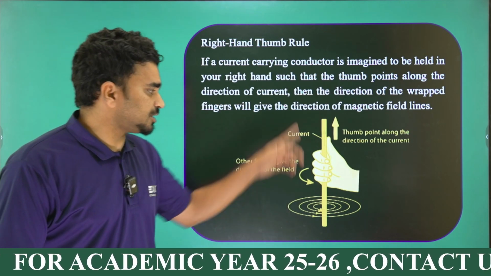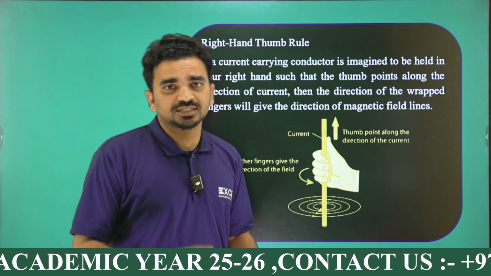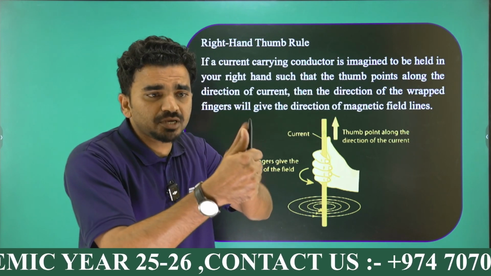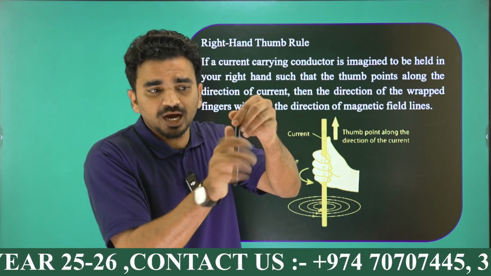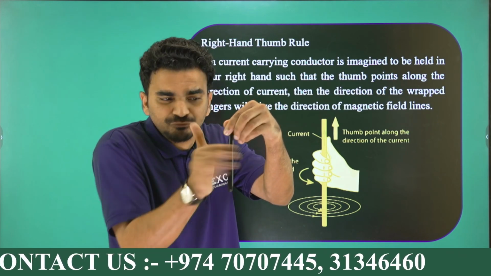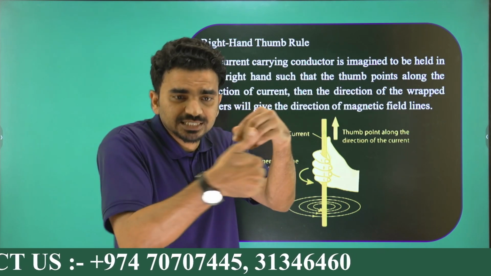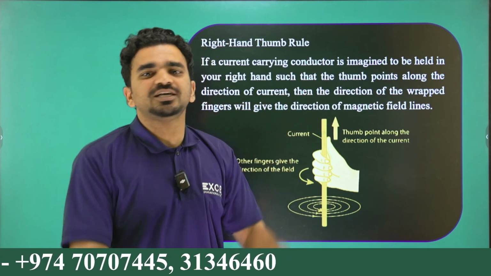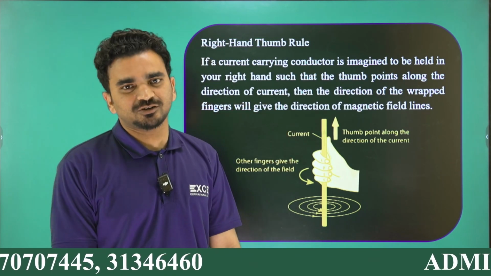Hold this straight wire in your right hand such that the thumb should be along the current direction. Then how do all the wrapped fingers go? That gives how your four fingers run around the straight wire. That's actually the magnetic field direction of a straight wire.